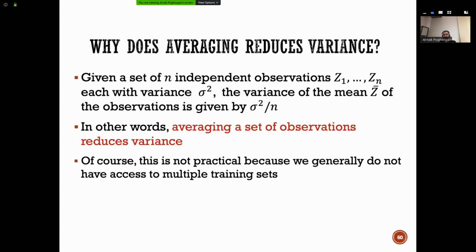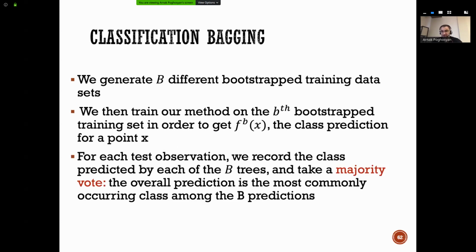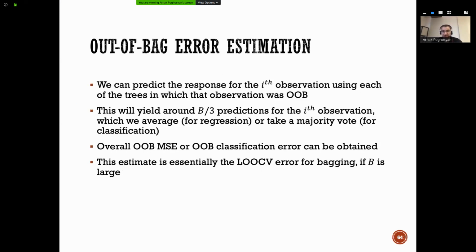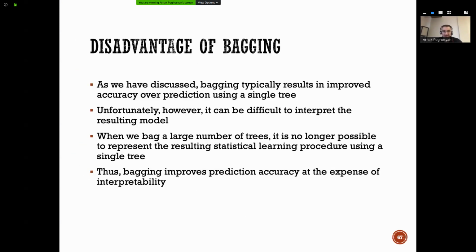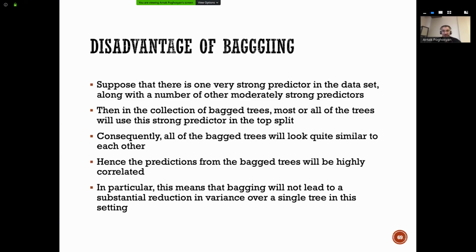They are actually correlated. And when you are aggregating to get the final result by means of averaging, you are not decreasing the variance. You are actually getting the same result as without aggregation. So bagging is not working in this case. Why is it not working? Because your trees are dependent. They are similar to each other. This is the biggest disadvantage of bagging. That is why we are trying to slightly modify this bagging procedure and invent a new approach known as random forest. So the summary that you see here is that bagging will not lead to a substantial reduction in variance over a single tree in this setting.